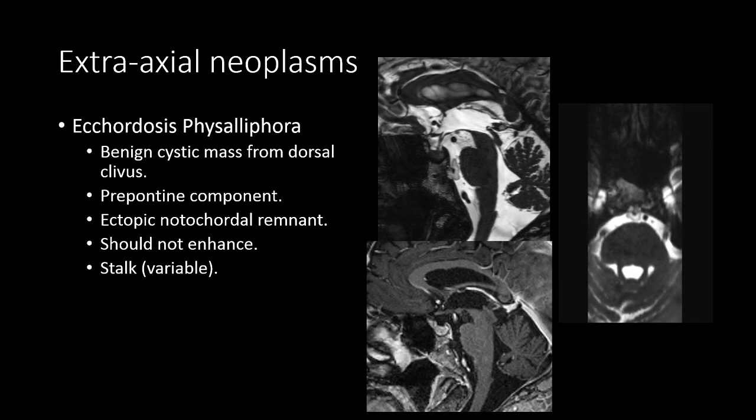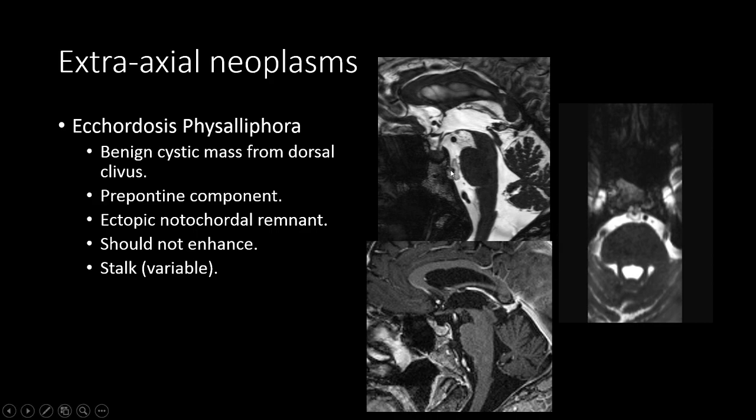Ecchordosis physaliphora is a benign cystic mass arising from the dorsal clivus. Like chordomas, they arise from notochord remnants, but these are benign masses, and the main differentiating feature compared with chordomas is that these really should not show any contrast enhancement.